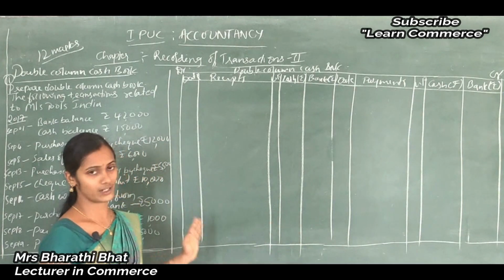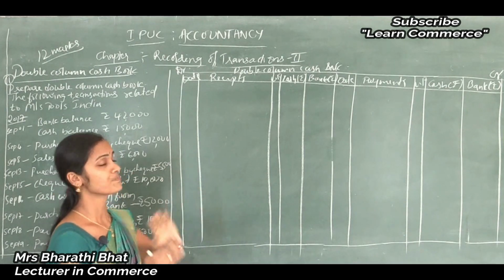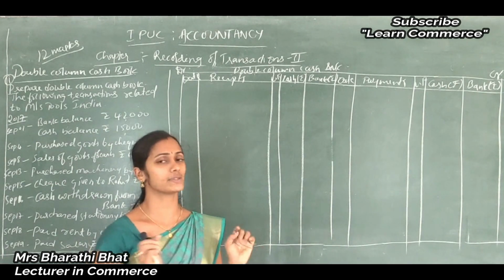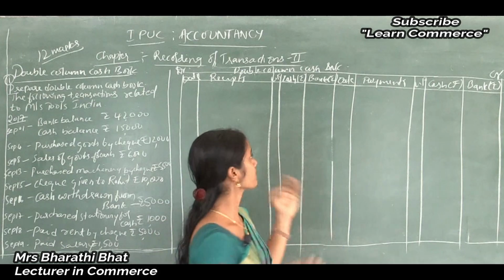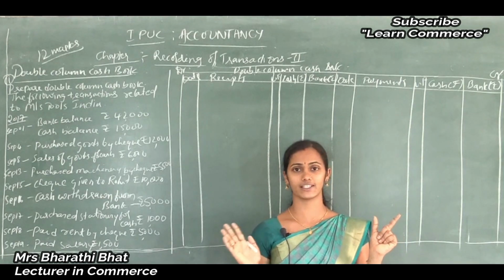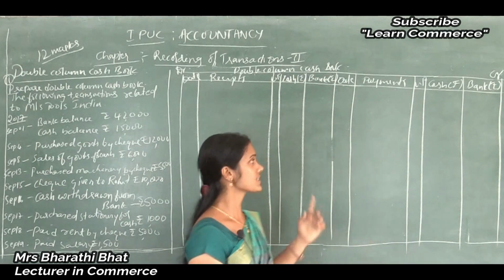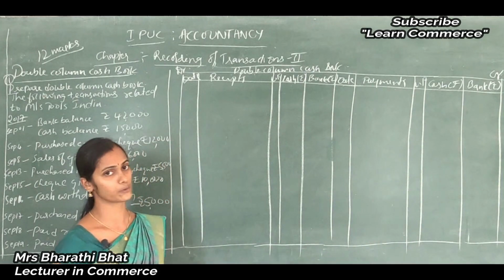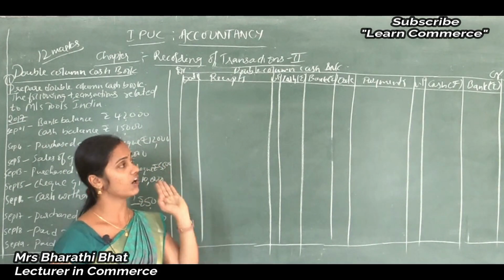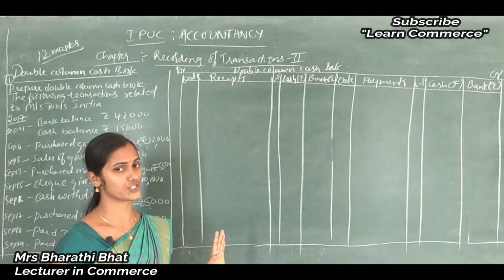The change is very small. The simple column cash book maintained only one amount column on both sides, correct, right? But the double column cash book, as the name suggests, has two amount columns on both sides. One is cash, another one is bank. We record cash transactions and bank transactions. And all receipts are recorded under debit, all payments under credit, inflows debit, outflows credit. Same procedure here also.